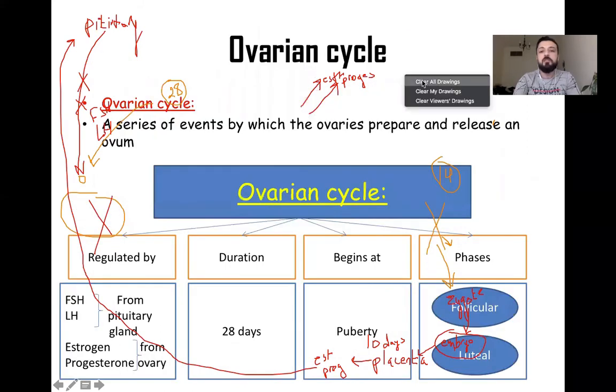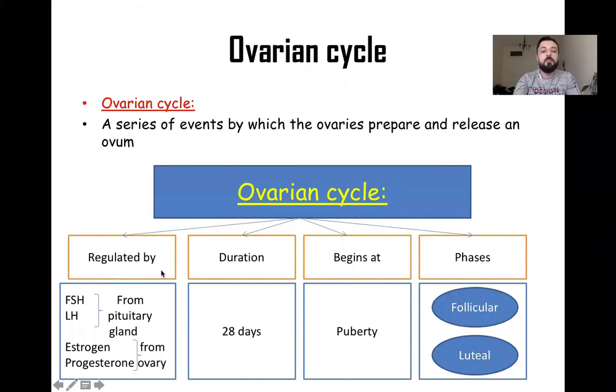So when you say ovarian cycle, we're speaking about a cycle that's controlled by two hormones, FSH and LH, produced by the pituitary gland, and estrogen and progesterone, which are produced from the ovary. In addition, the duration of the cycle is 28 days, plus or minus. Sometimes for females it's 26 days, for others it's 40 days.